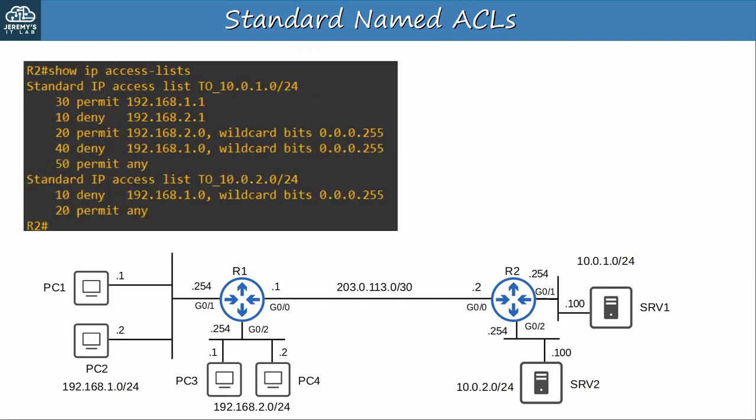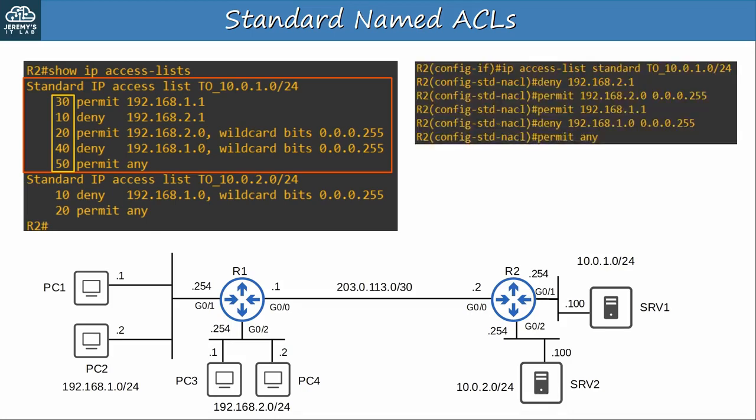Let's check those ACLs with show ip access-lists. Do you notice something strange about the 2_10.0.1.0/24 ACL? Look at the sequence numbers. 30, then 10, then 20, then 40, then 50. And look at the order I configured them. The sequence numbers match the order I configured the entries, but their actual order in the ACL is totally different.